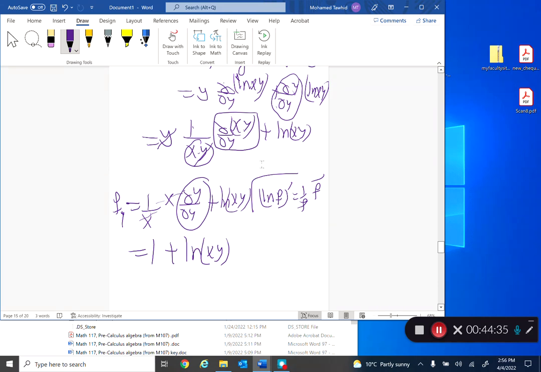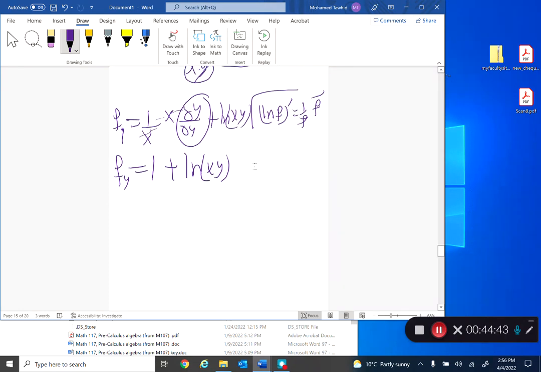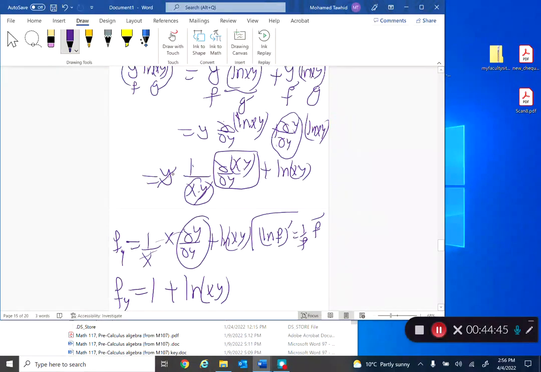ln x multiplied by y. That is the partial derivative with respect to y. Alright, so that is the partial derivative with respect to y. So let me repeat that again. You have here y cancel with y, you get 1 over x.